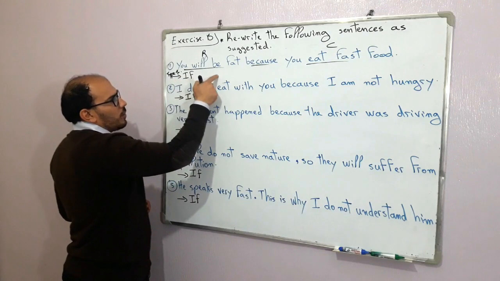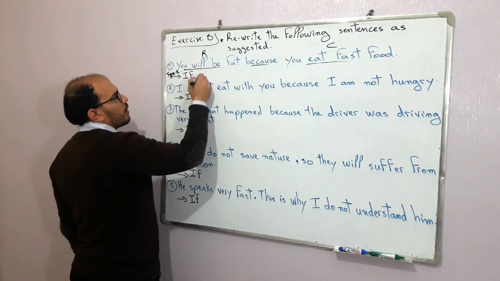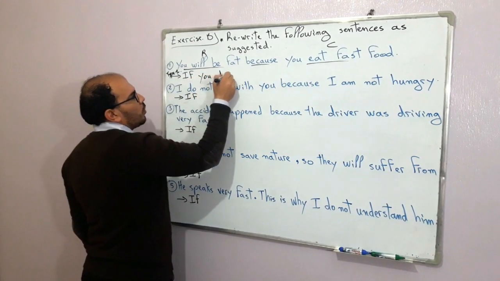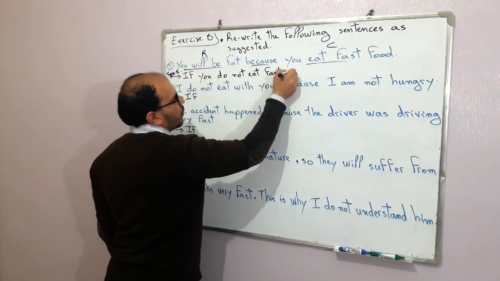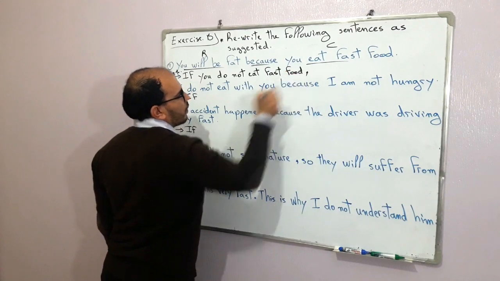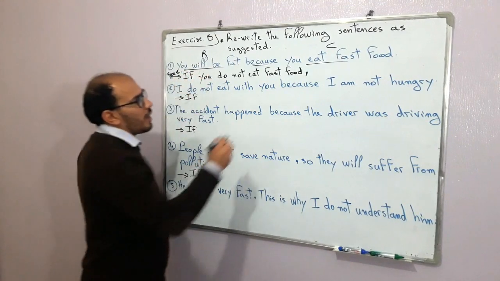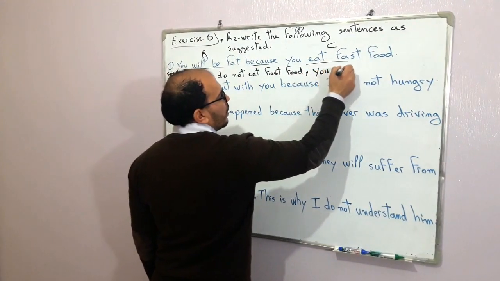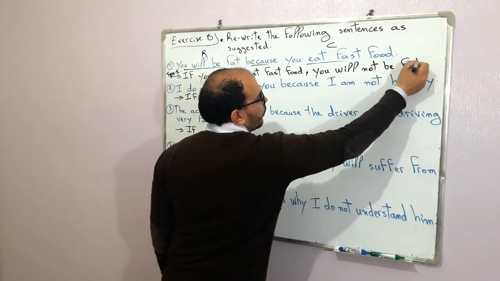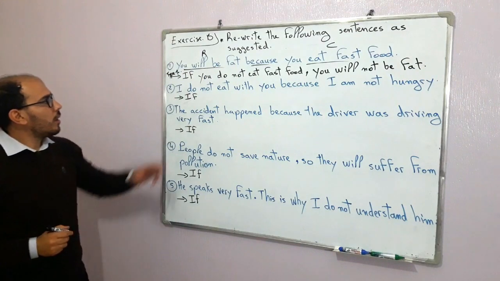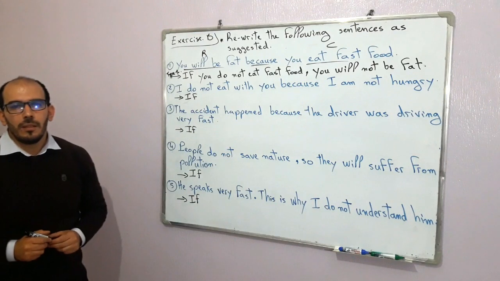So I have if followed by the condition, you eat fast food, and I know this is type 1, simple present, so if you do not eat fast food, okay, this is the condition. What is the result? Here we have you will be fat, but in this case you will not be fat. If you don't eat fast food, you will not be fat.